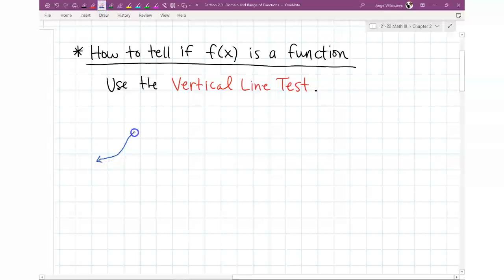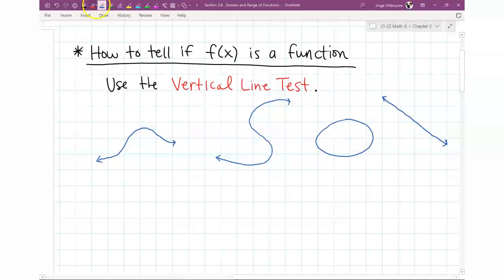So here's a curve, okay? Here's another curve. And let's say here's a graph of an ellipse, and here's another curve. Actually, that's more of a line. So, how can I tell if these are functions? Okay, so what I'm going to do is I'm going to draw vertical lines. Now, you don't have to literally draw them. You can just pretend that you're drawing them like in your head.